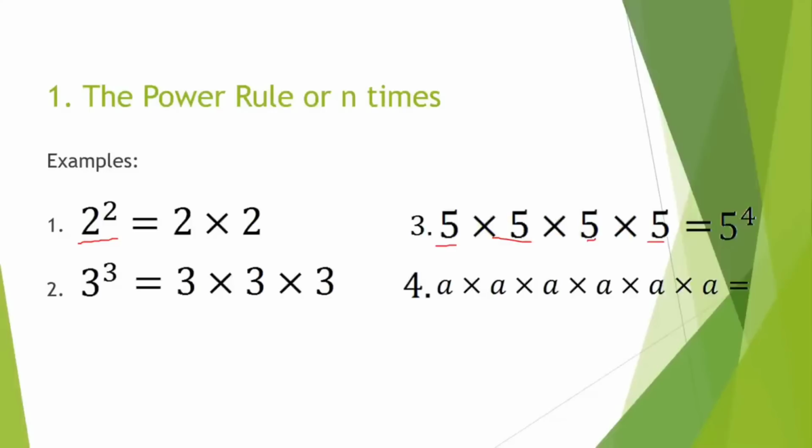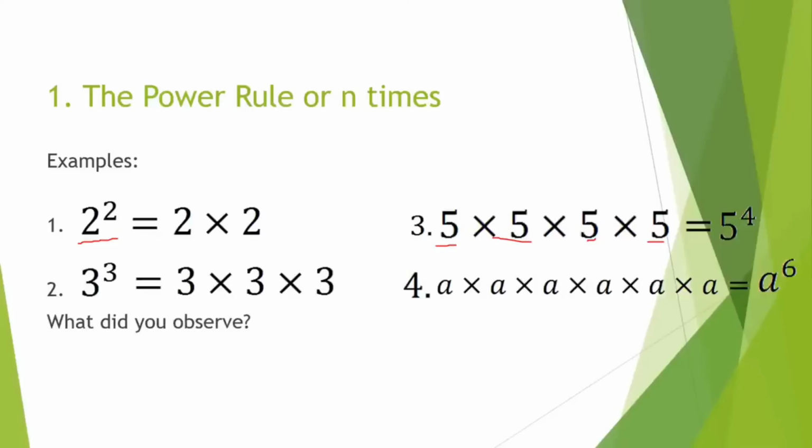Similarly, let us do the same thing for example number 4. So we have a times a times a times a times a times a. When written as an exponential expression, it can be written as a raised to 6.